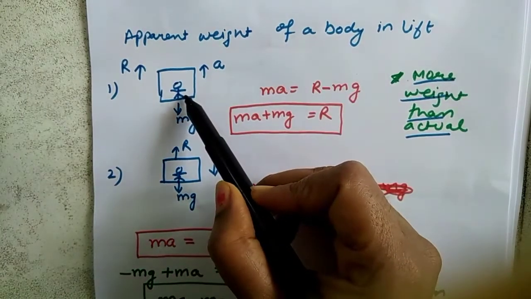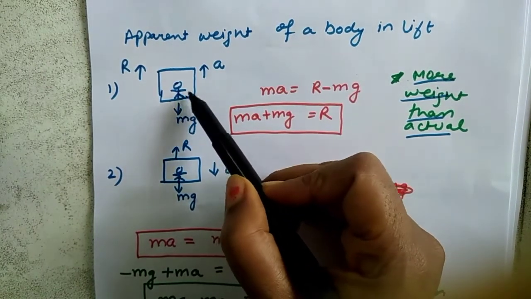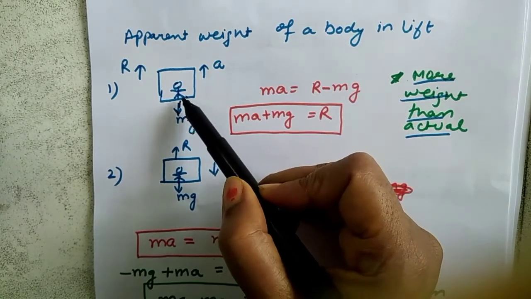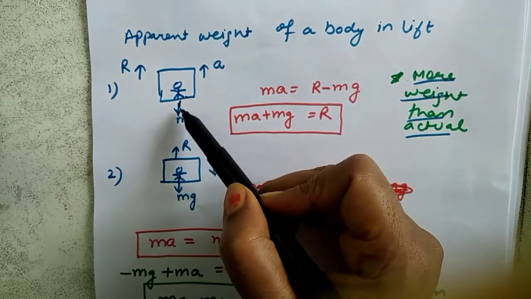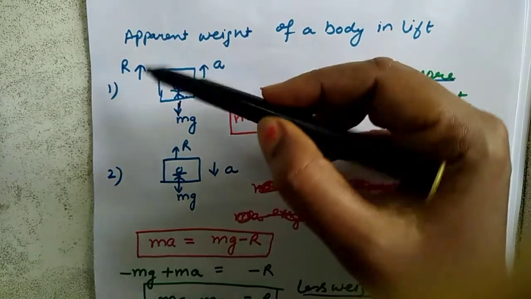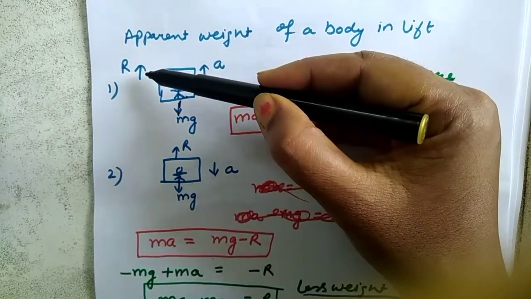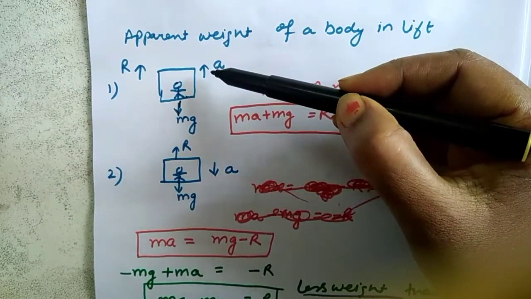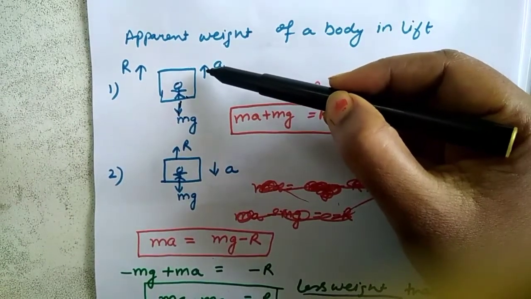Let us suppose one guy is in a lift. He is standing on a weighing balance. Now the weight of this guy will be mg, that will be downwards, and mg is always balanced by the reaction component R. Let's assume case number 1, that the lift is accelerated upwards.